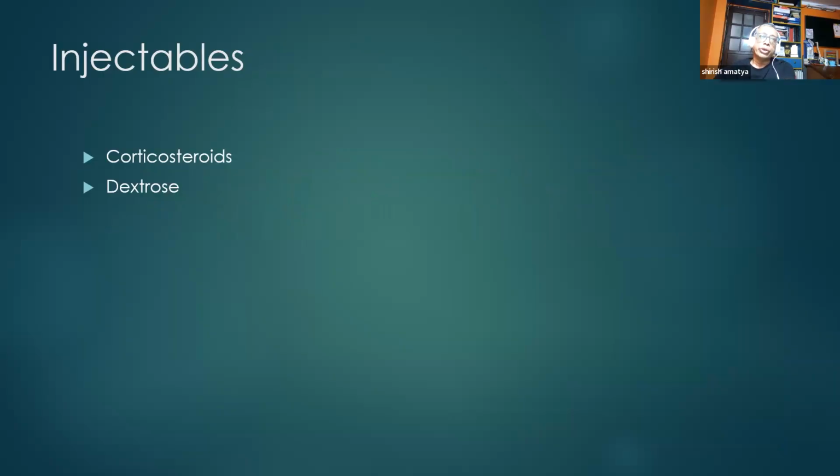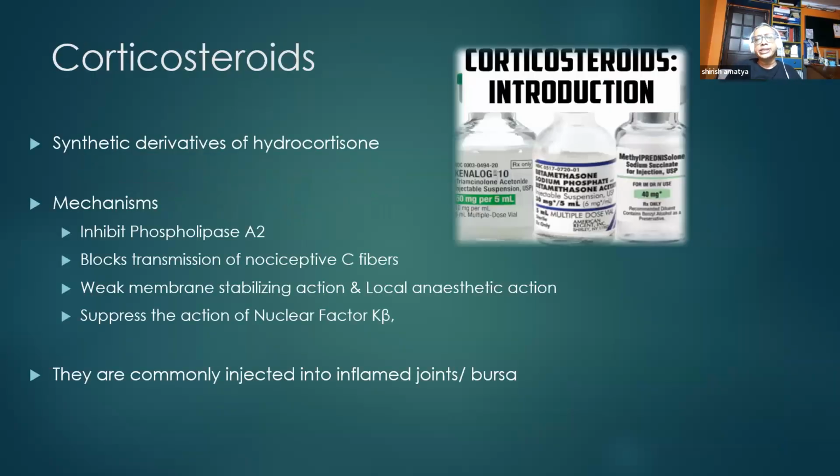So coming to corticosteroids, those corticosteroids which are synthetically derived from hydrocortisone are what we use clinically in our practice. And coming to the mechanism of action of these corticosteroids, why and how they are anti-inflammatory and decrease pain, the list is as follows. Basically, these corticosteroids inhibit the phospholipase A2 enzyme and thus decrease inflammation. They also block the transmission of nociceptive C fibers, which are the main pain-carrying, small, unmyelinated fibers. They also have a weak membrane-stabilizing action and local anesthetic action.